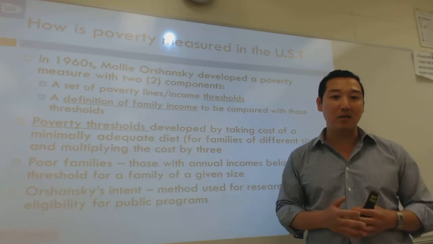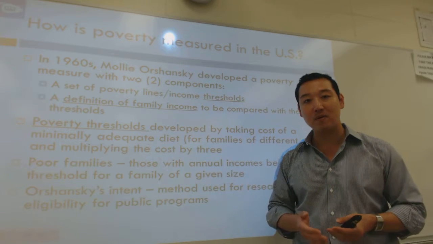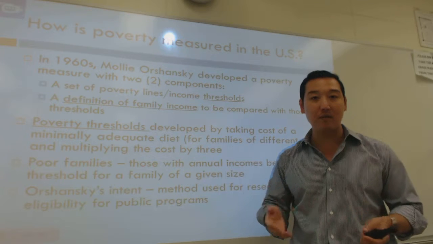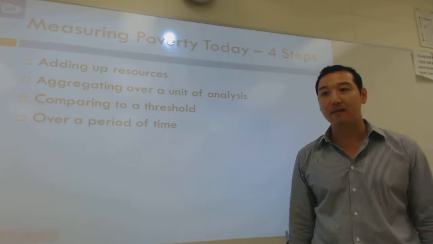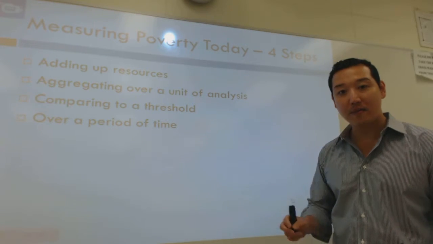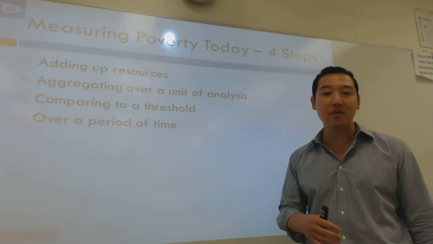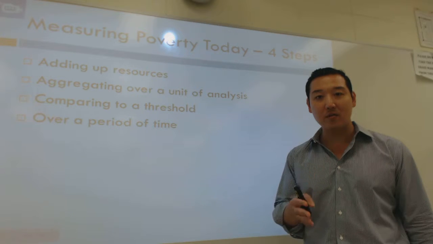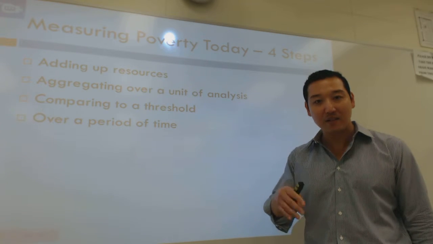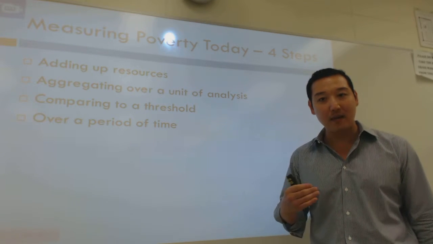But that was not her intent. She was just using this for research purposes, not to establish eligibility for different programs, which we do today. So in terms of what the Census Bureau does in the way of estimating poverty, there are four major considerations for the Census Bureau when they actually estimate the extent of poverty in the US.